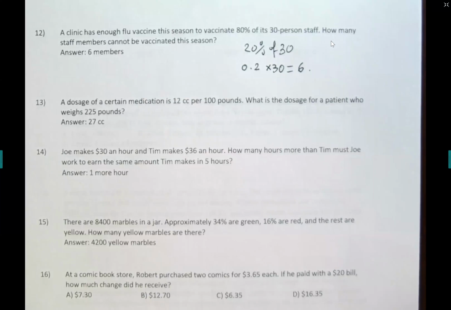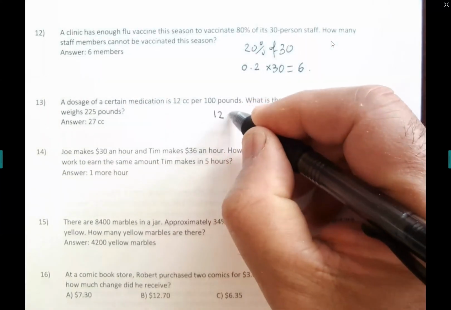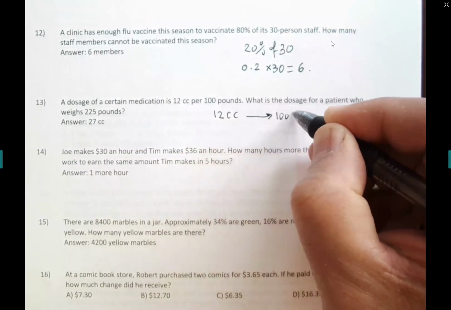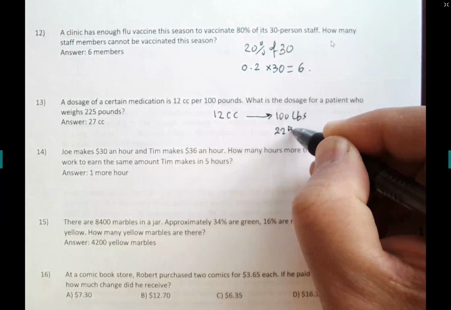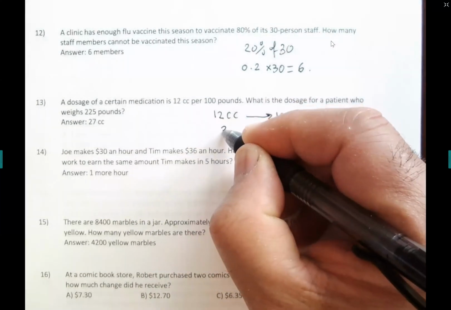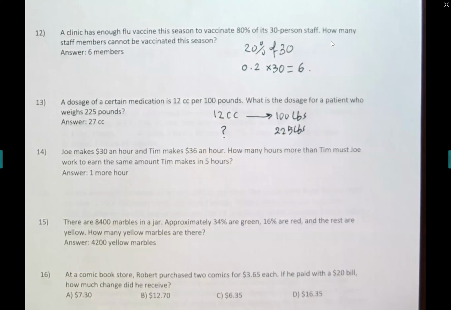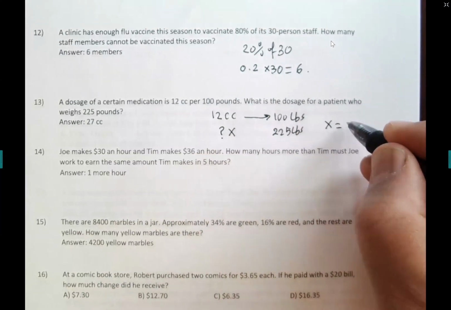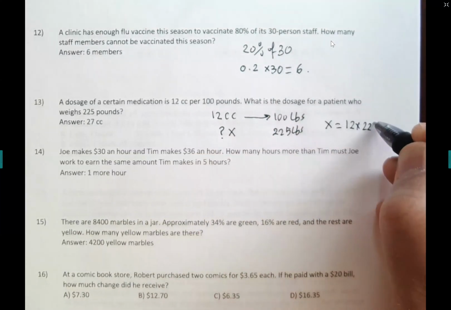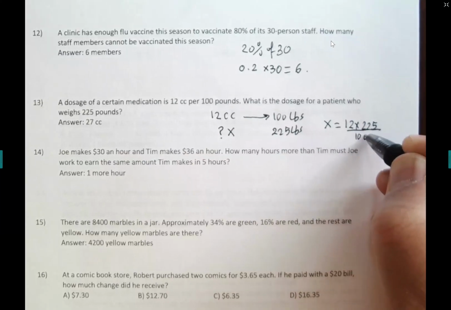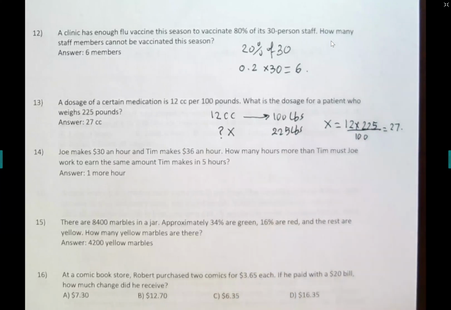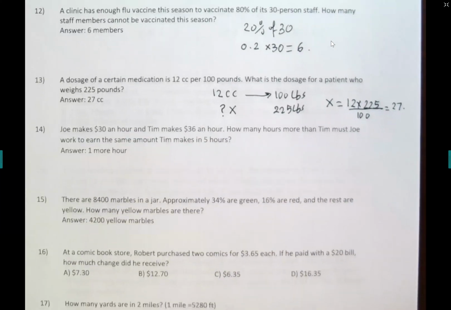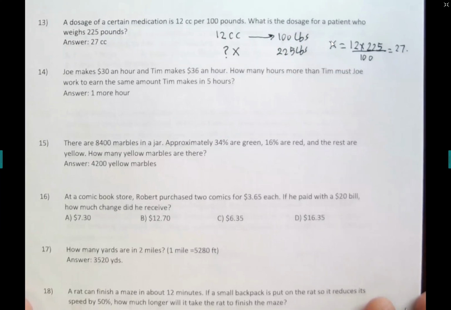Number 13. A dosage of a certain medication is 12 cc per 100 pounds. What's the dosage for a patient who weighs 225 pounds? Proportion, guys. 225 pounds. It makes sense for the question mark to be under cc because we need the dosage for this person. If you call it X, how do I find X? So X will be 12 times, cross multiplication, 225 divided by 100, and that should be 27. Definitely, you will be able to use a calculator to do those multiplications.